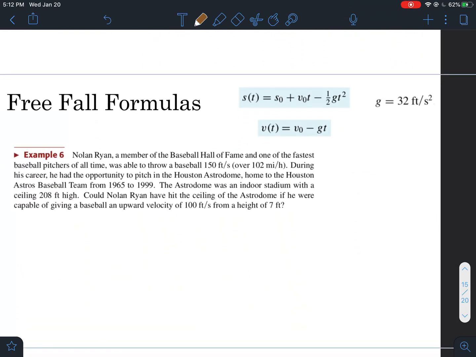So here are free fall formulas that you can use to help you do some problems. A displacement function can be given as your initial displacement plus your initial velocity times time minus 1/2 times the gravitational constant times t squared, and the velocity equation is given by the initial velocity minus the gravitational constant times time.